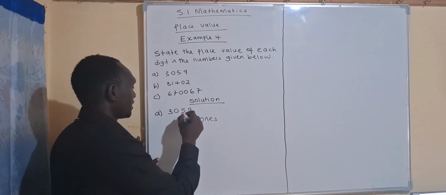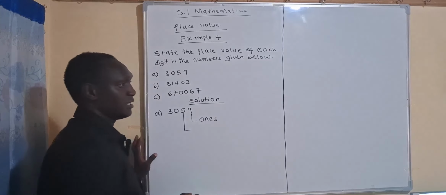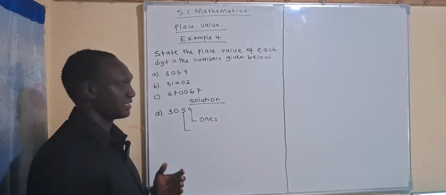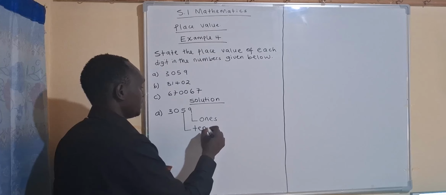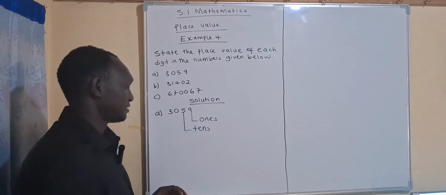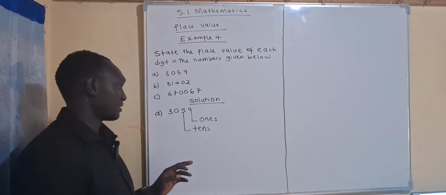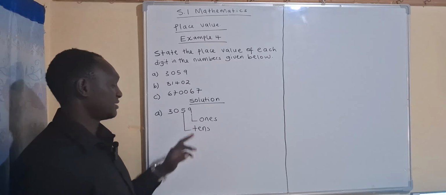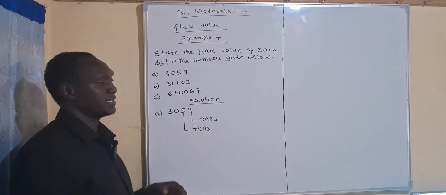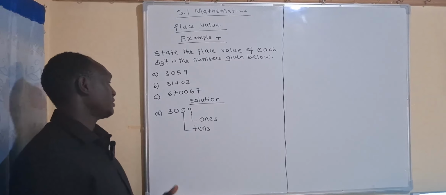And then we come to the second number here, which is 5. This position is for tens. So the place value for 5 in this case is tens. This tells us that there are 5 tens, or tens are there 5 times.